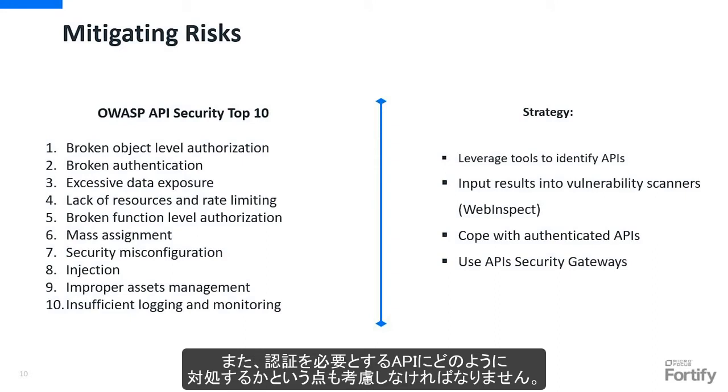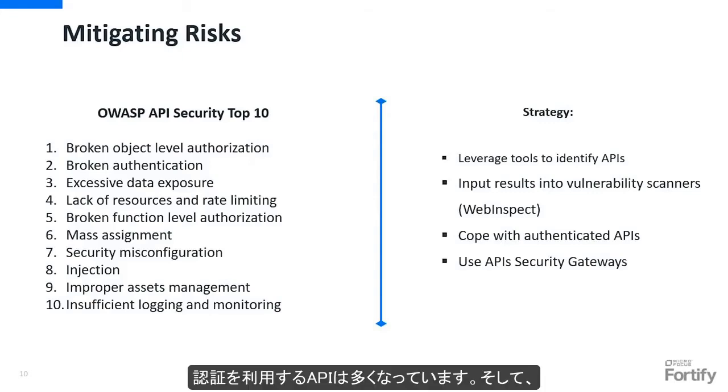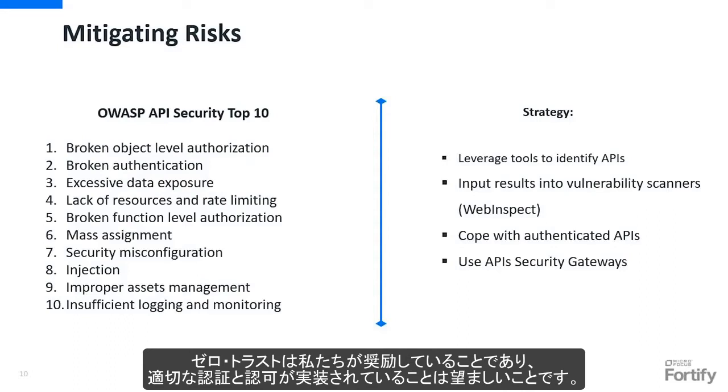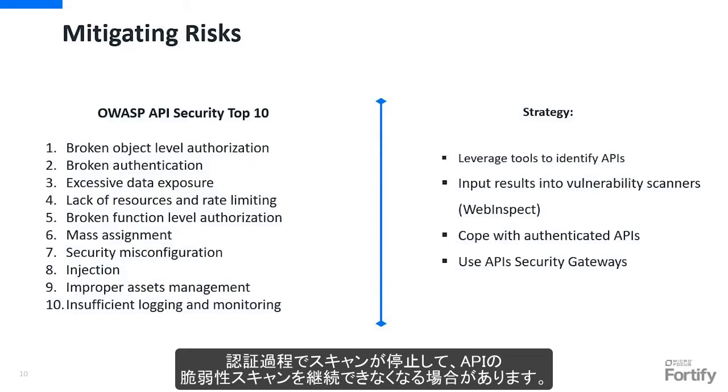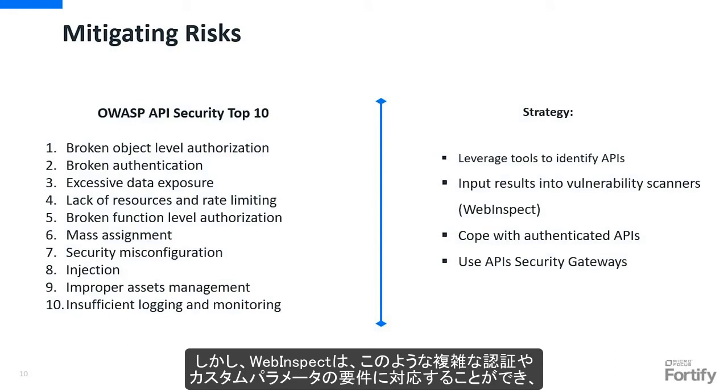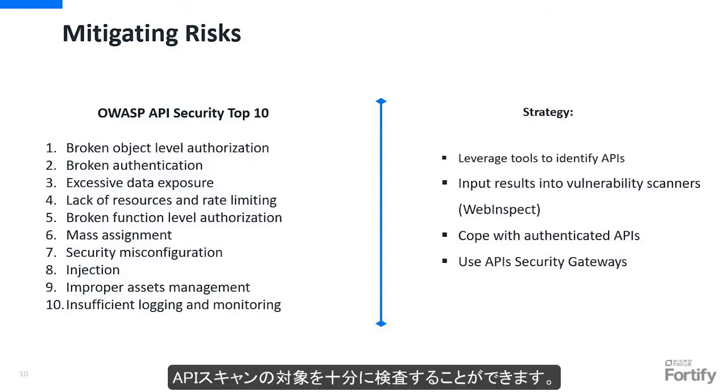Another consideration is how you cope with authenticated APIs. That can be quite complex in modern applications. I mean, you want authentication to be used. Again, zero trust is something we encourage, and you want to have, where appropriate, authentication and authorization implemented. But when you're trying to scan an application, that can really halt the scan and prevent you from being able to understand what vulnerabilities may exist with that API. But WebInspect actually is able to cope with these kinds of complicated authentication and custom parameter requirements, and it can give you the coverage you need for your API scans.